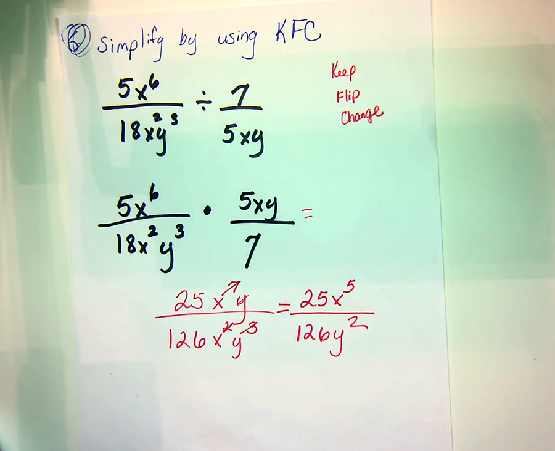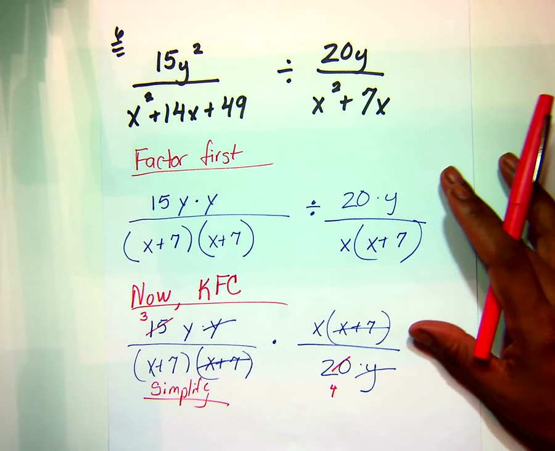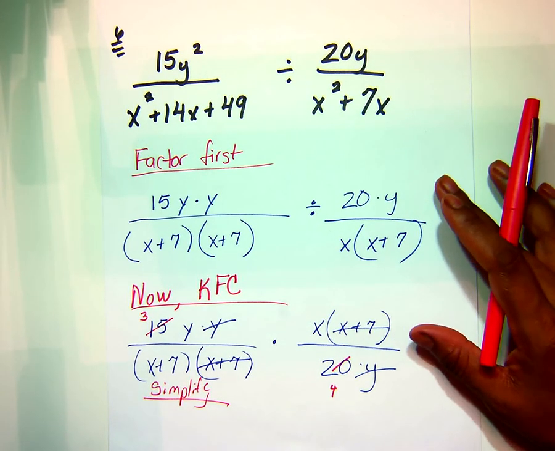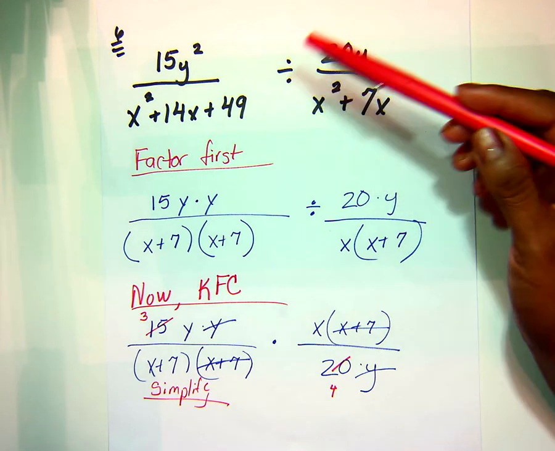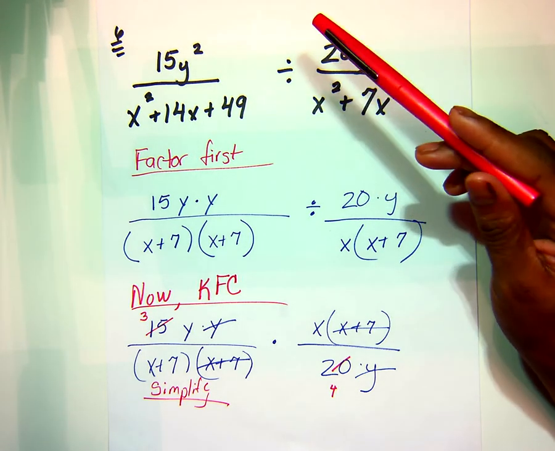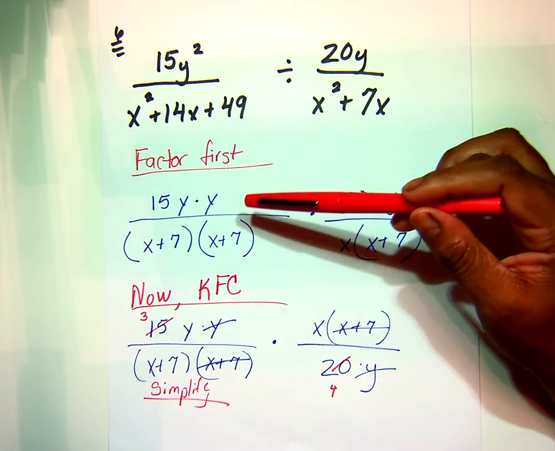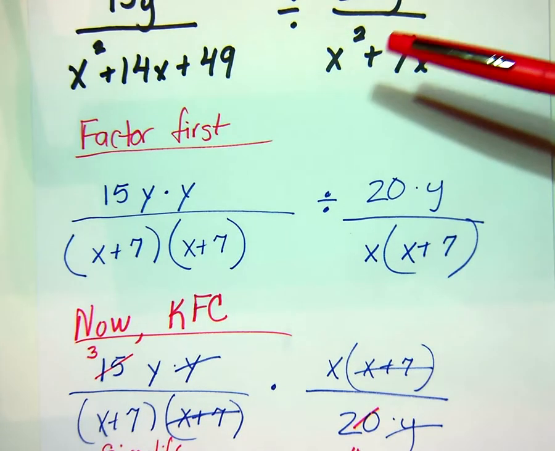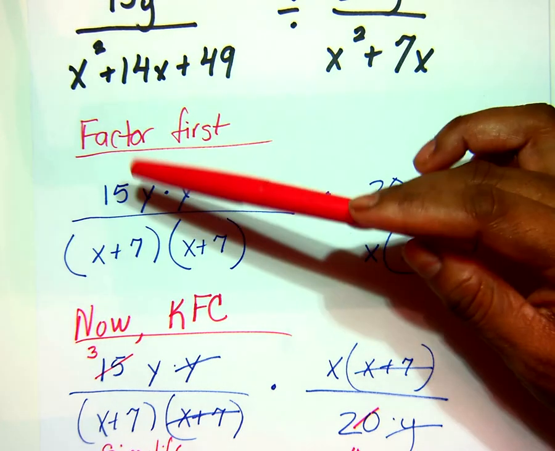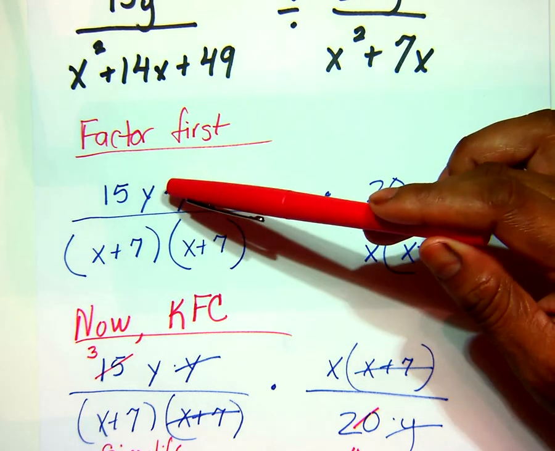We have some more dealing with KFC. So once again, you're going to keep the first one, then flip the second one, and change your division to multiplication. But let's break it down a little bit first. So the way I'm going to break it down, I'm going to factor it. So I broke down 15y squared, I've shown you the 2 y's.